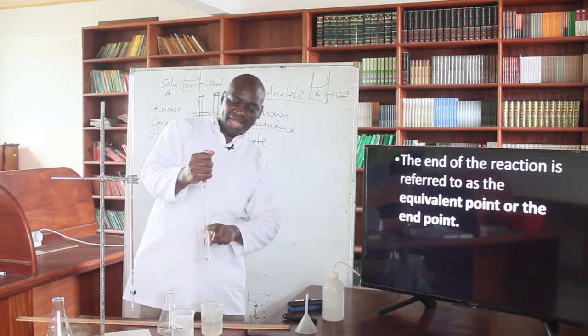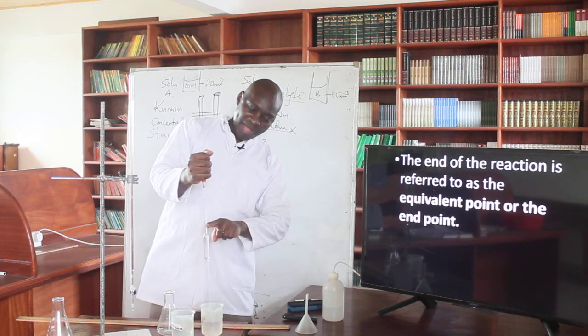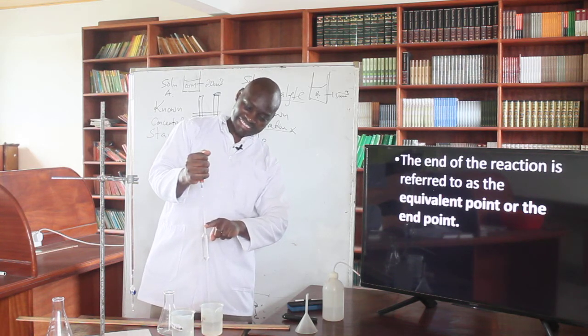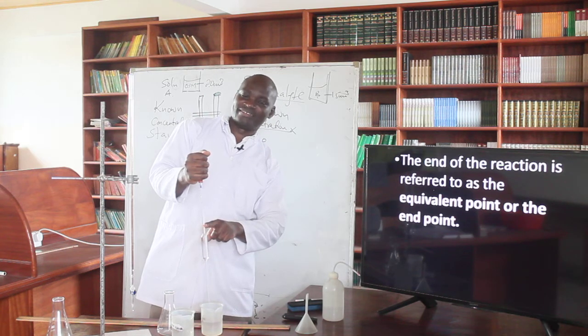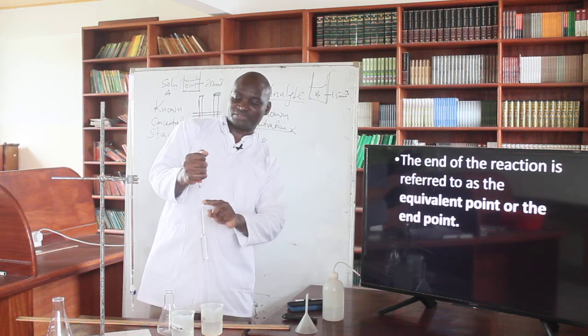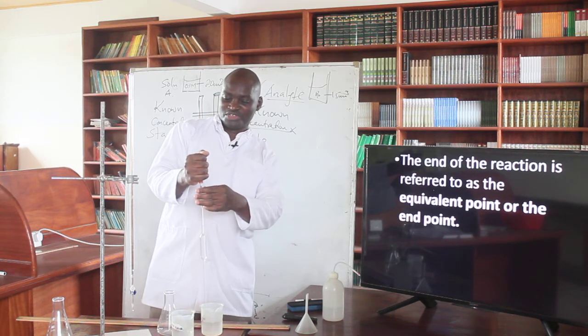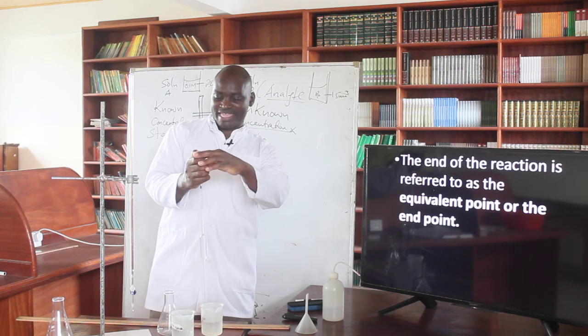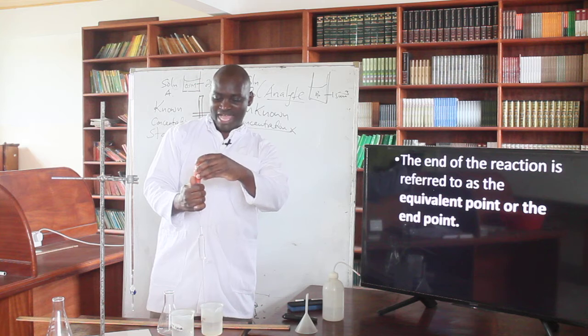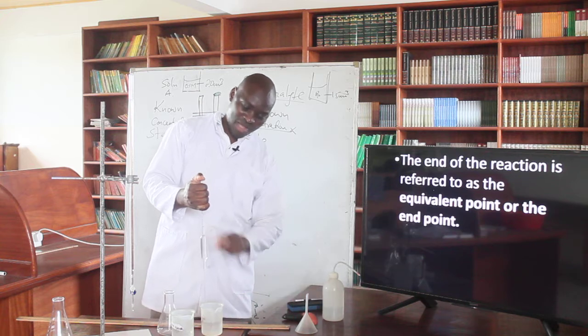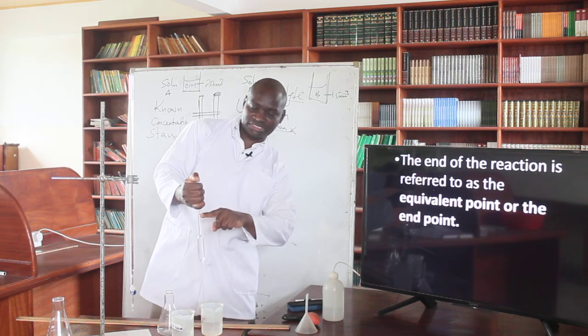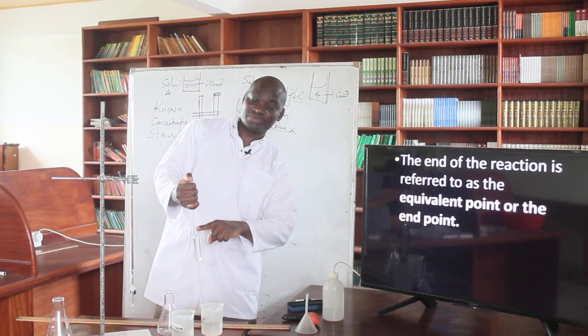So there is a mark here. This mark indicates that when the solution reaches this mark, then you have 25 centimeters cubed. But it has gone past 25. So I have to remove my pipette filler, and then I've removed it. So I must release some solution so that I have 25.